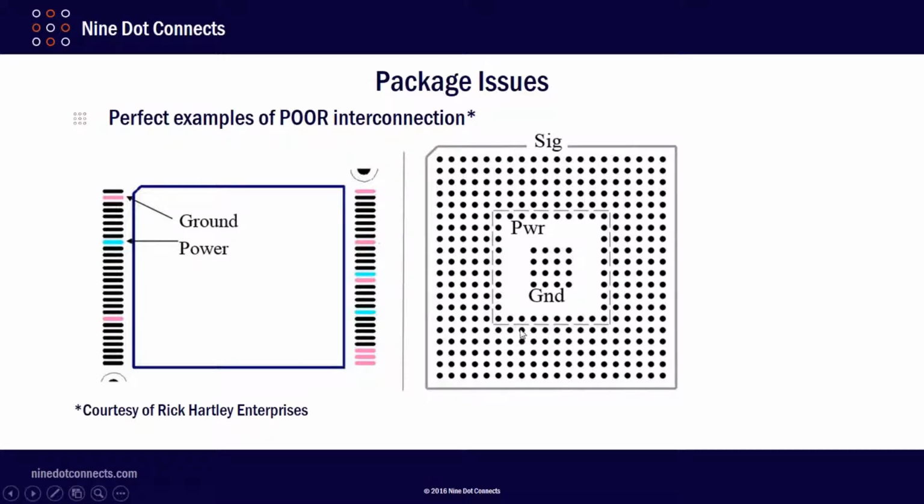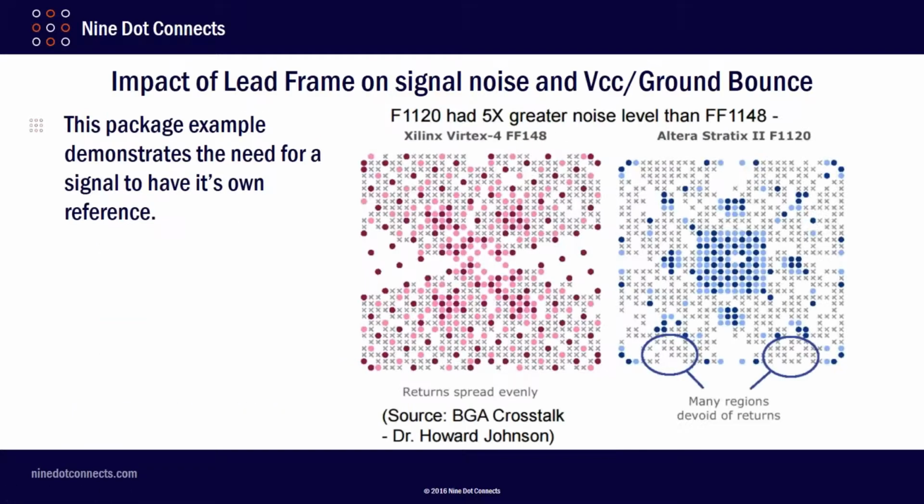Here's a BGA part. It's even worse. Their ground is dead set in the middle of the part, and all these IOs out here on the end don't have a reference to the ground. Now, this package example demonstrates a need for a signal to have its own reference.